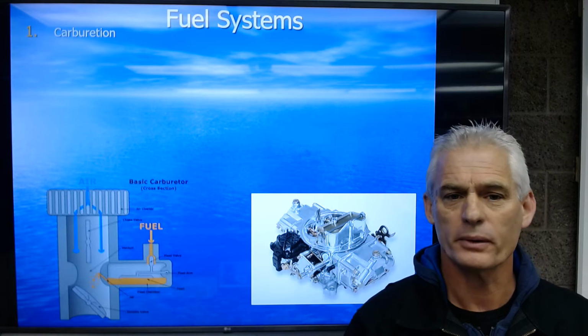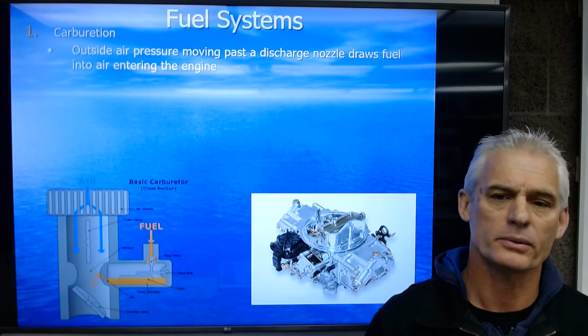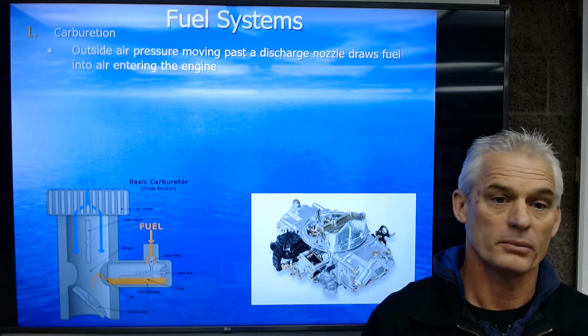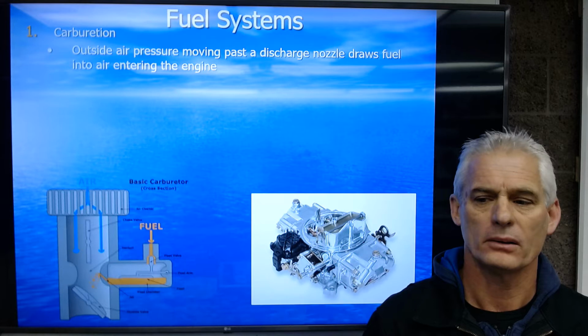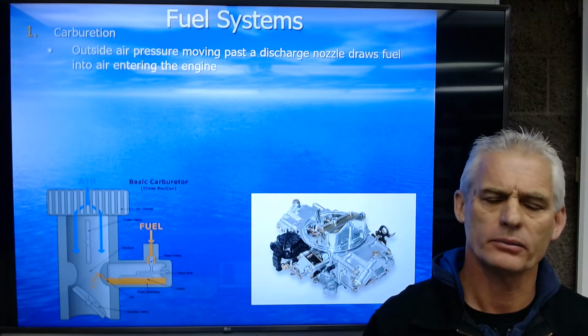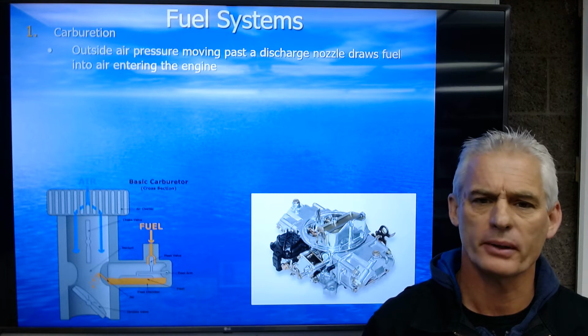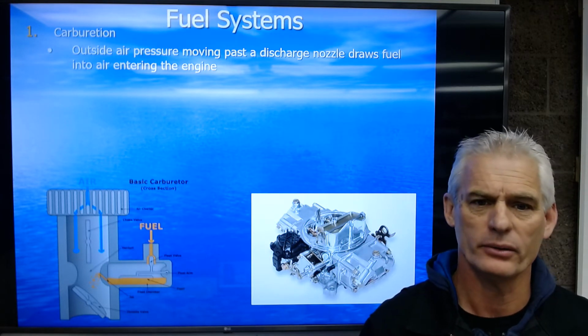So the first one we're going to look at is carburation, and this is a basic fuel system type that was used on cars from literally the late 1800s, the 1890s, up until the last computer-controlled carburetors that were being used in the mid-1990s, so 100 years of them.